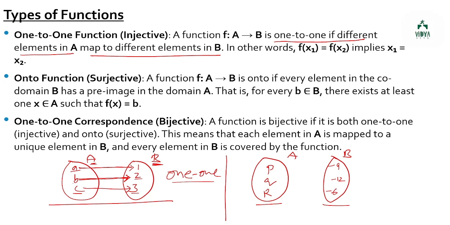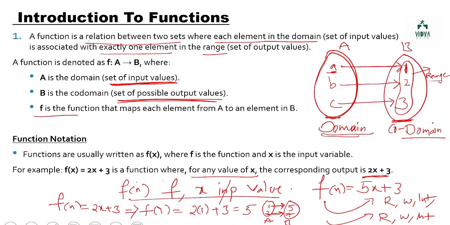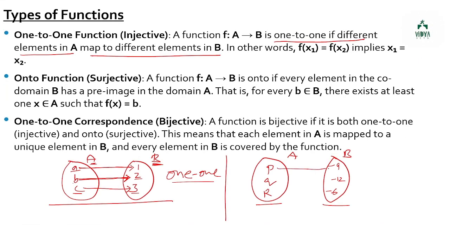For a function, what is the condition? Each element of A should be mapped to some element of B. I'll again show you the definition because it is very important. Each element of the domain is associated with exactly one element of B. So this is a function now. P is associated with this, R is associated with this, Q is associated with this. Okay. Now is this 1 1? Yes, sir, it is 1 1.